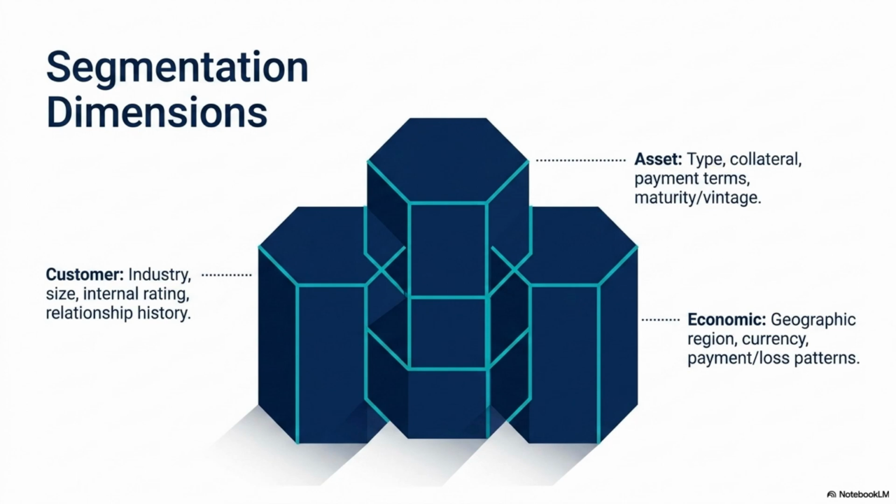Segmentation dimensions fall into 3 broad categories. Customer or borrower characteristics include industry sector, customer size such as large enterprise versus small and medium enterprise, internal credit rating and relationship history. Asset or contract characteristics include the asset type, collateral type, payment terms, maturity, and vintage. Economic characteristics include geographic region, currency, and historical payment and loss patterns. A well-designed pool reflects meaningful combinations of these dimensions.